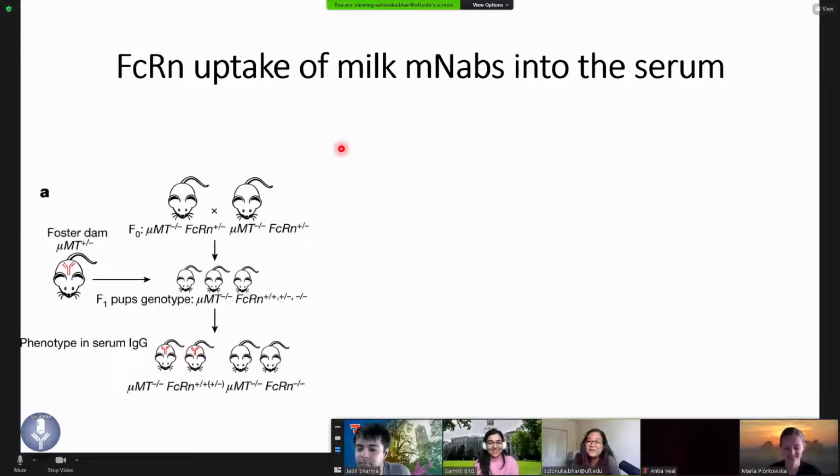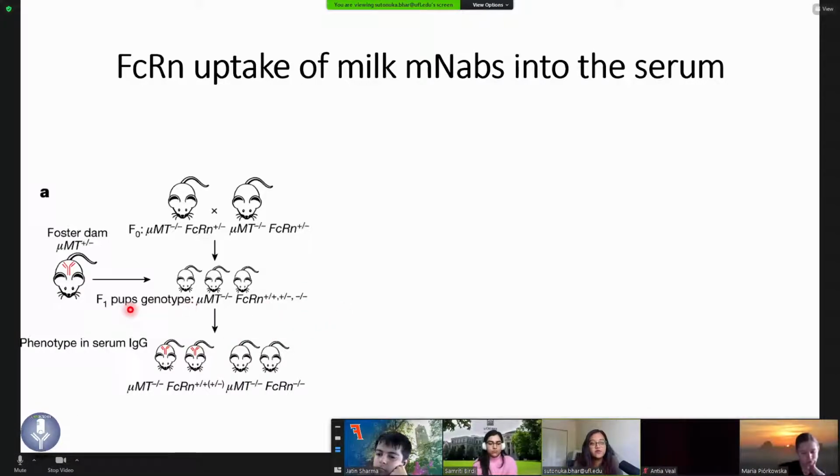Spoiler alert. Okay. In this figure A, they again did a lot of genetics. That is, they have the parent mice, which both of them are mu-MT knockout. That means they do not have any mature B cells or antibodies in them. But one of them is FcRn positive, and both of them are normal mouse in FcRn. So both of them have FcRn in them. But the F1 generation now will either have FcRn or will be FcRn knockout.